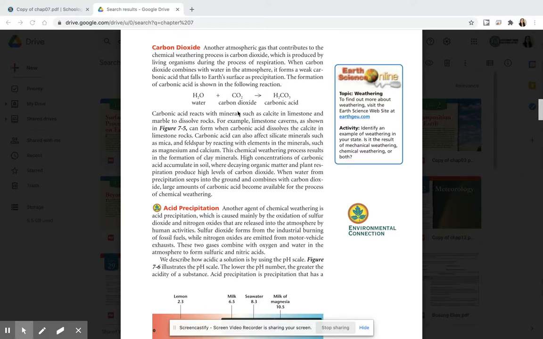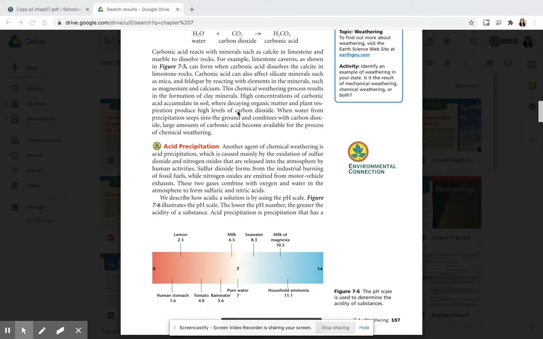Carbon dioxide. Another atmospheric gas that contributes to the chemical weathering process is carbon dioxide, which is produced by living organisms during the process of respiration. When carbon dioxide combines with water in the atmosphere, it forms a weak carbonic acid that falls to Earth's surface as precipitation. The formation of carbonic acid is shown in the figure in the following reaction.